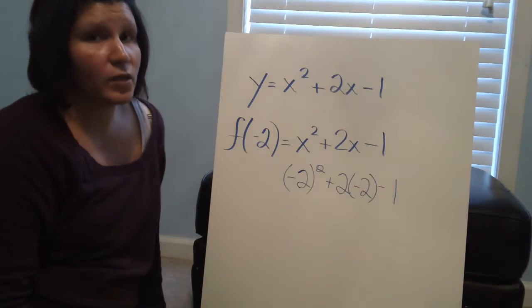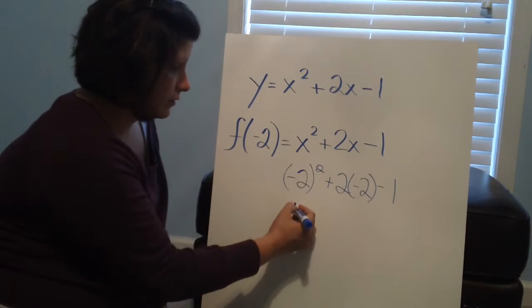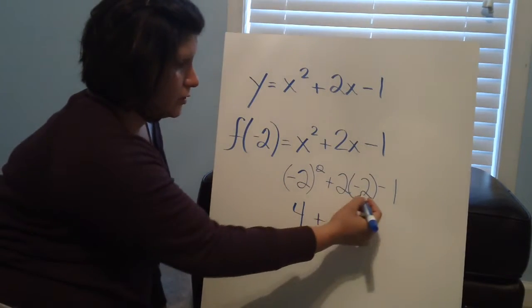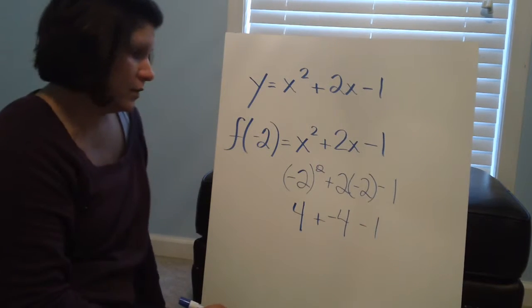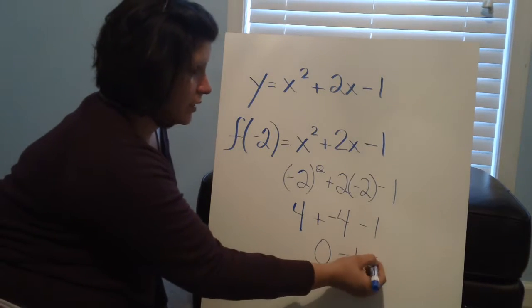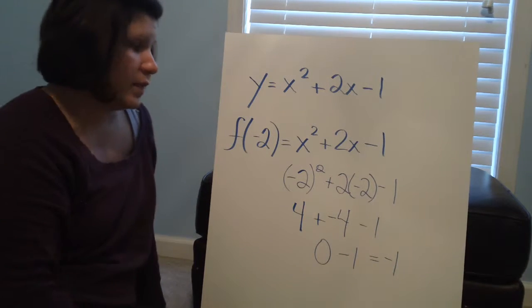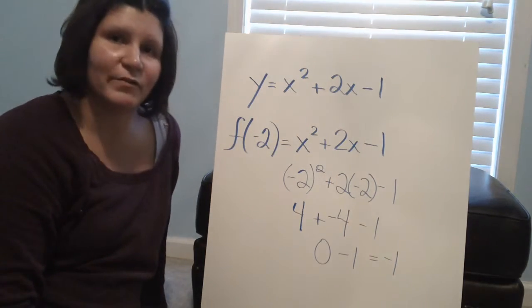Let's go ahead and evaluate for x being negative 2. Negative 2 squared is 4. 2 times negative 2 is negative 4 minus 1. 4 plus negative 4 is 0. 0 minus 1 is negative 1. Therefore, when x is negative 2, f of x would be negative 1.